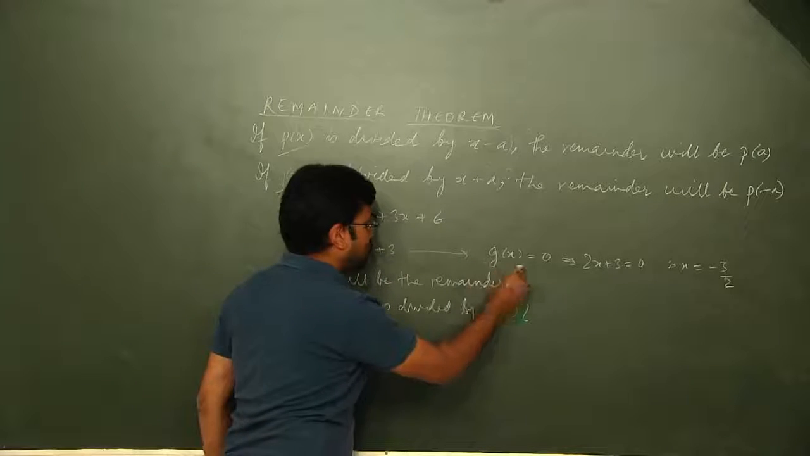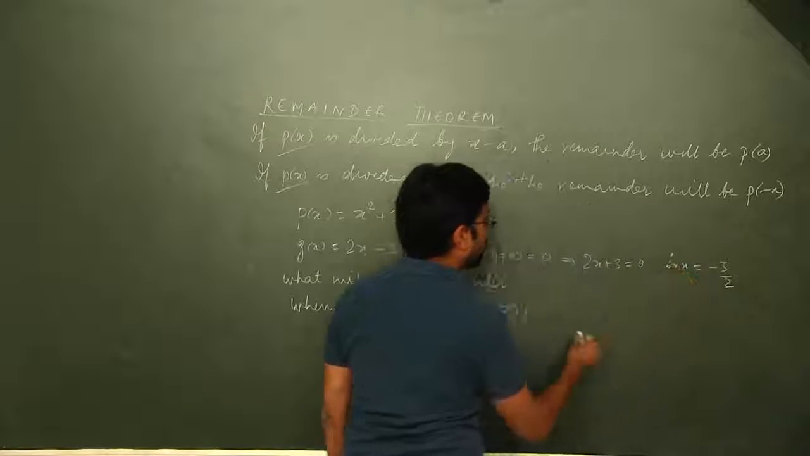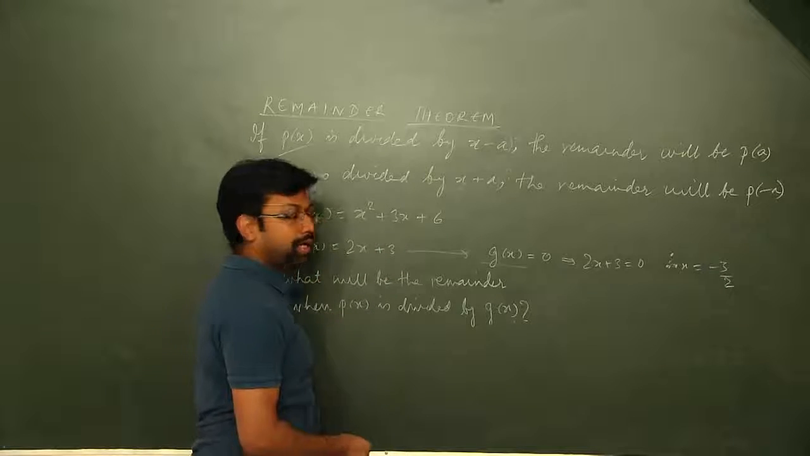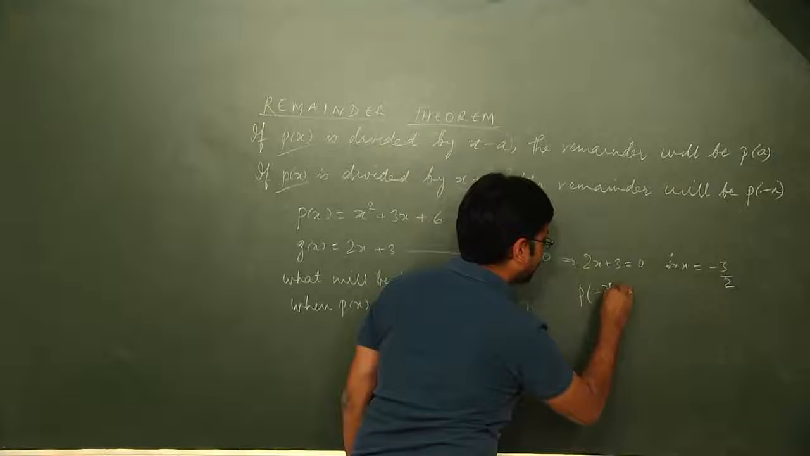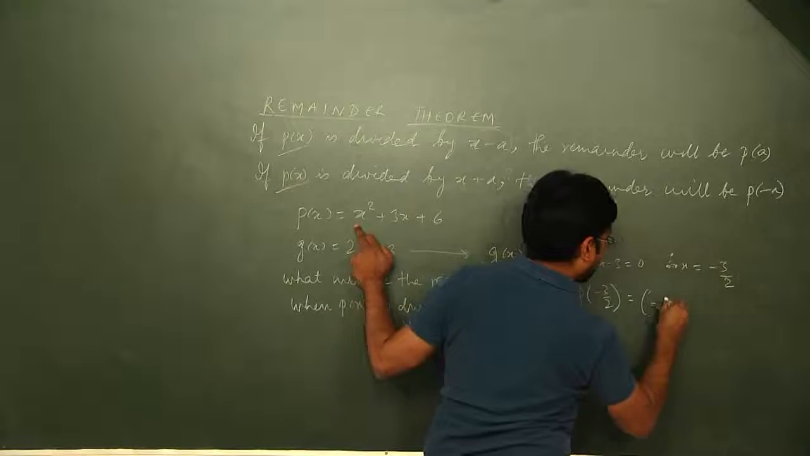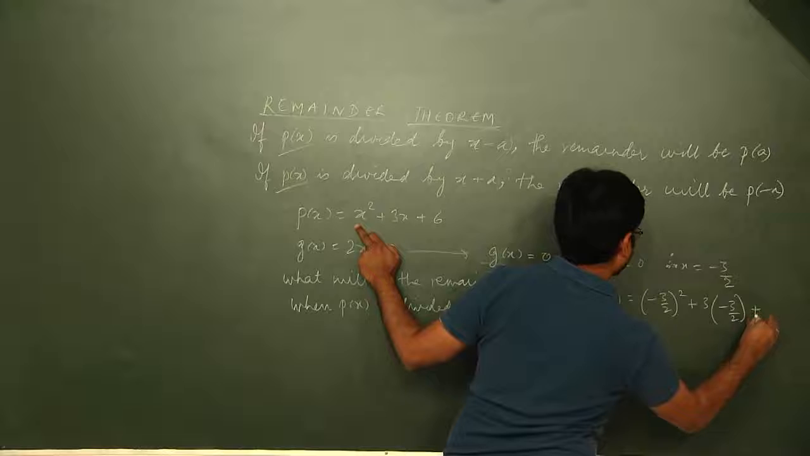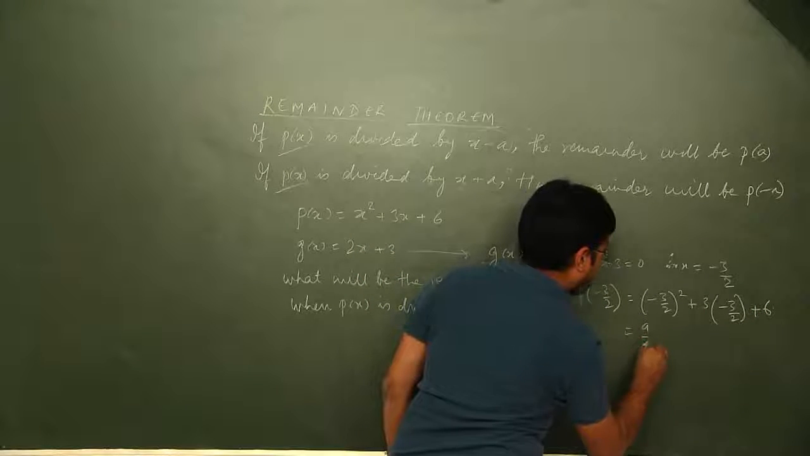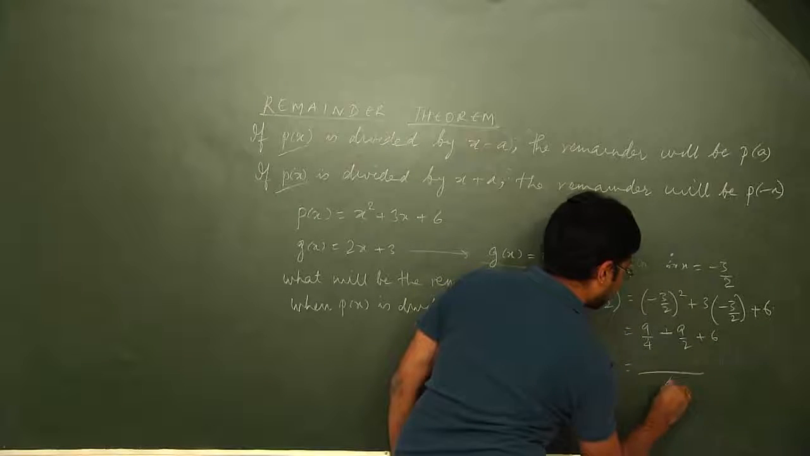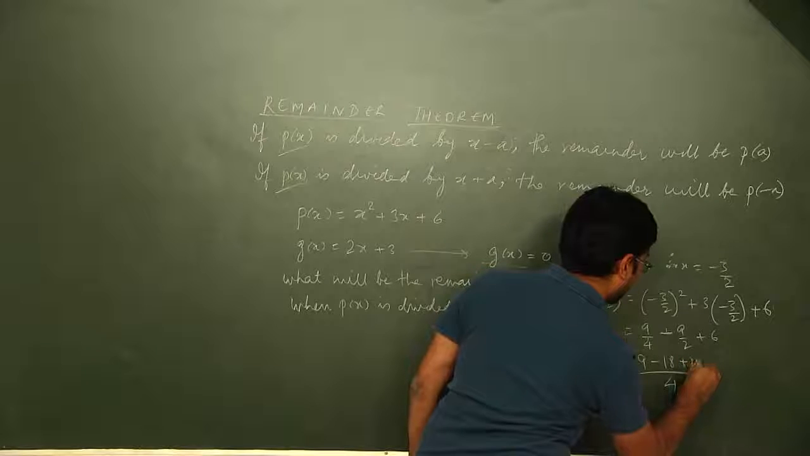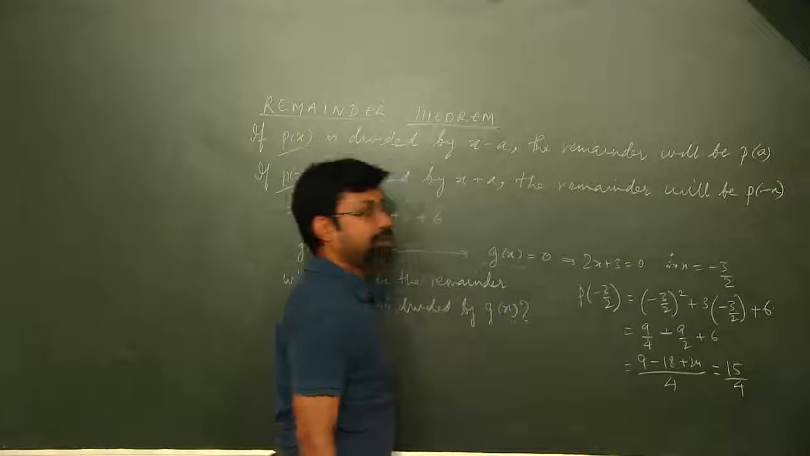So similarly in this case also we equated G(x) to 0. The value of x that we got was minus 3 by 2. Therefore the remainder when P(x) is divided by G(x) will be P of minus 3 by 2, which will be equal to (minus 3 by 2) whole square plus 3 into minus 3 by 2 plus 6. So you get 9 by 4 minus 9 by 2 plus 6. You take 4 as the LCM, you have 9 minus 18 plus 24. What do you get? 6 and 15 by 4. So the remainder will be 15 by 4.